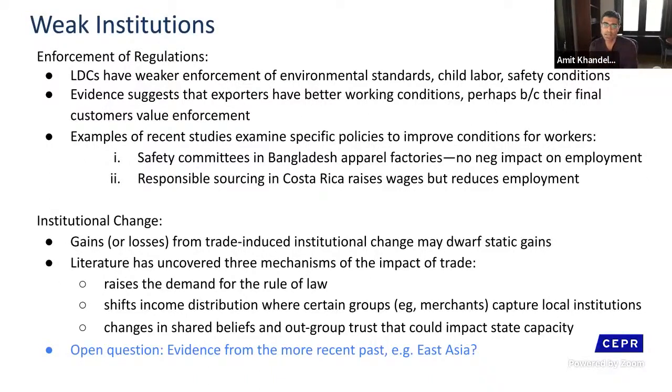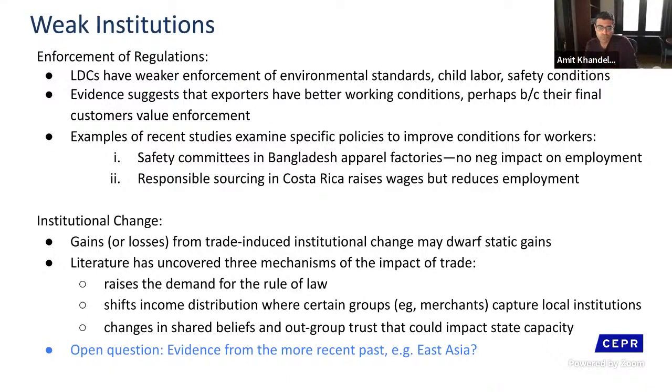And here I'll just highlight two interesting papers that are examining two specific policies to improve worker conditions in firms. I highlight this both because they're recent, but also because they're very different methodologically. So the first is a randomized controlled trial that has looked at the establishment of worker safety committees in Bangladeshi apparel factories. And the interesting finding from that paper is that you can raise safety conditions for workers along a variety of dimensions without negatively impacting employment, which is a very promising finding.